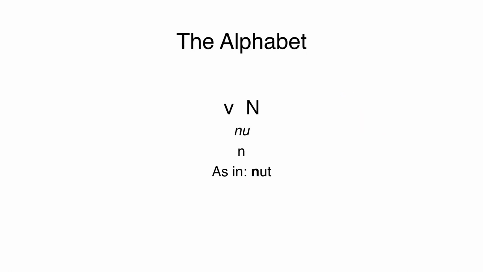Next we have nu or ni. Nu is written like our English letter V. So don't be confused, it's not a V sound, it's an N sound. The uppercase nu is written like our uppercase letter N, and it is pronounced like our English N, as in nut.